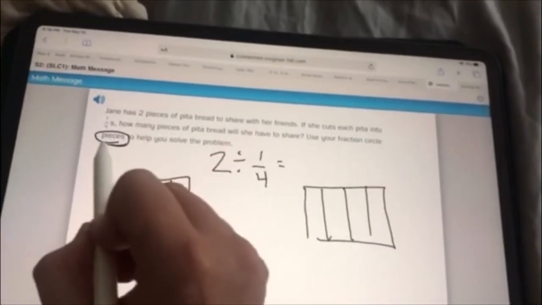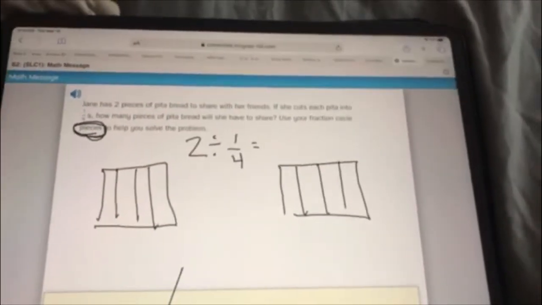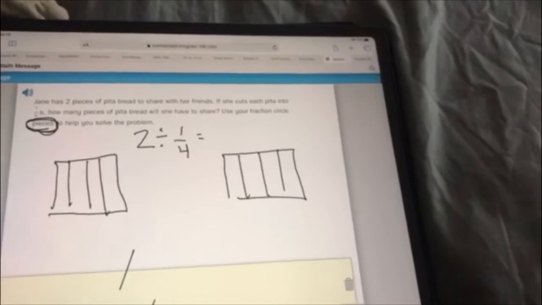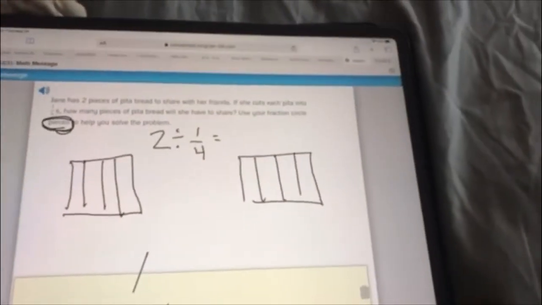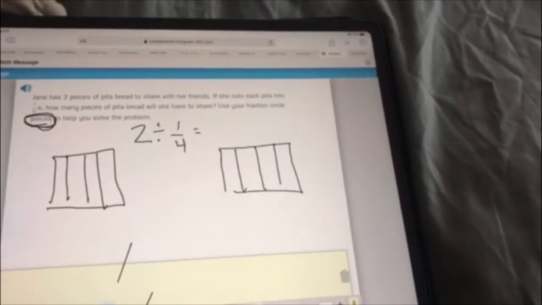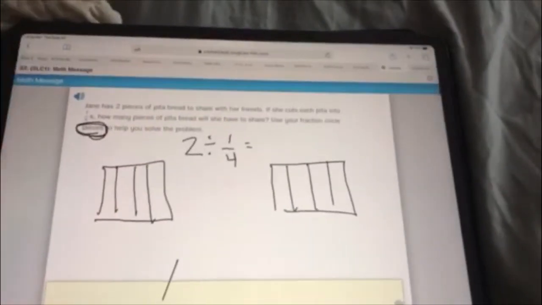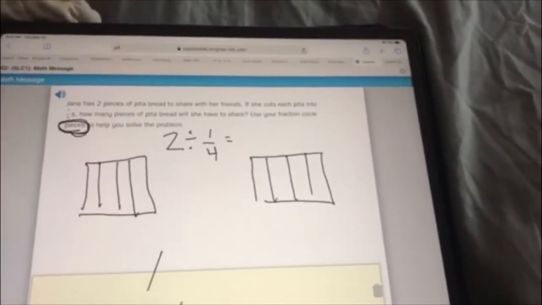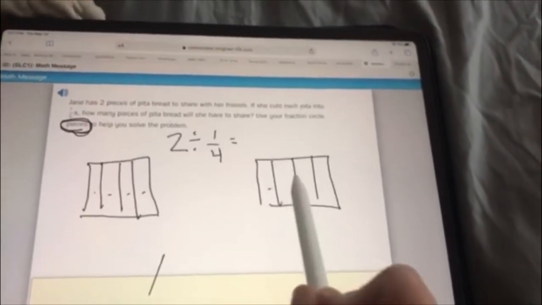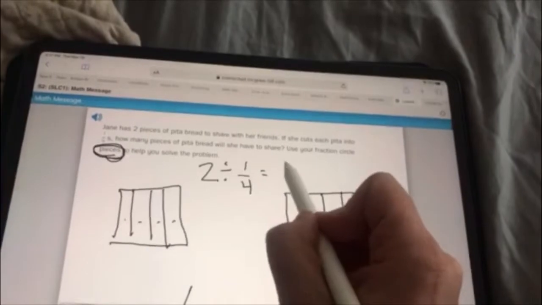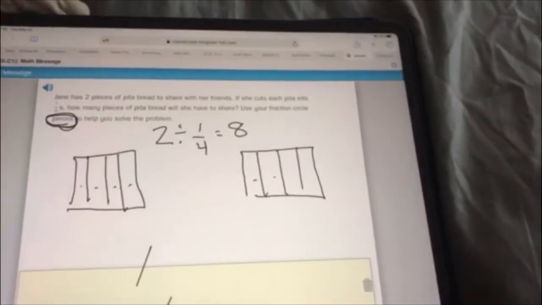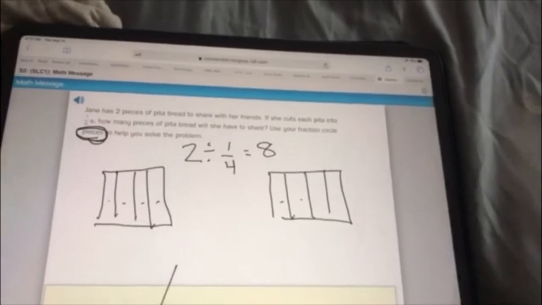And again, here's our key word, pieces. Pieces to me is like 1 piece of pita bread, 2 pieces. Pieces to me are not fractions. So how many pieces of pita bread will she have to share? 1, 2, 3, 4, 5, 6, 7, 8. Not so bad, right? Let's go to the next one.